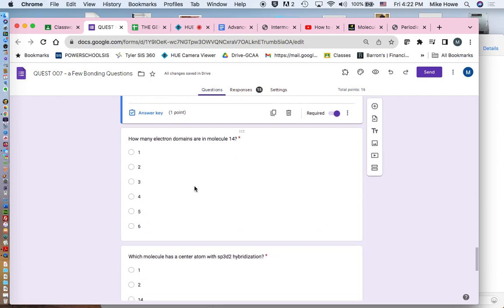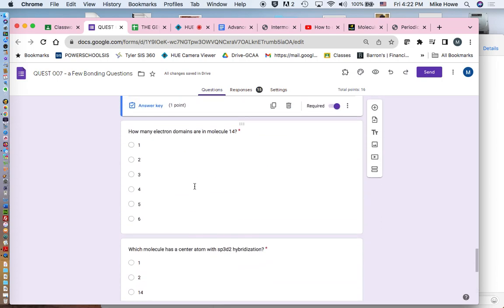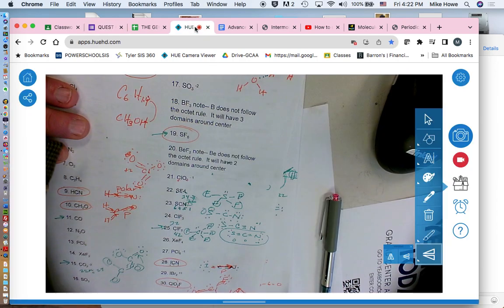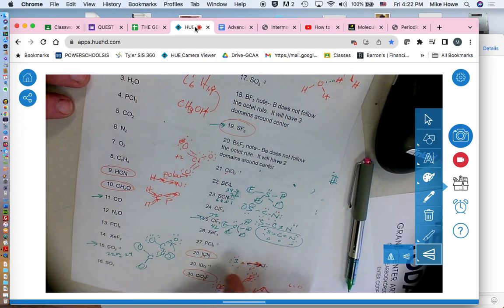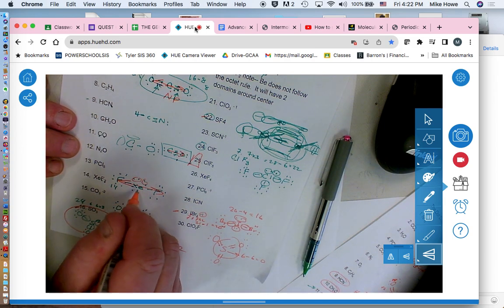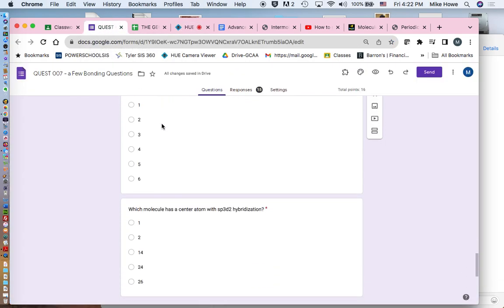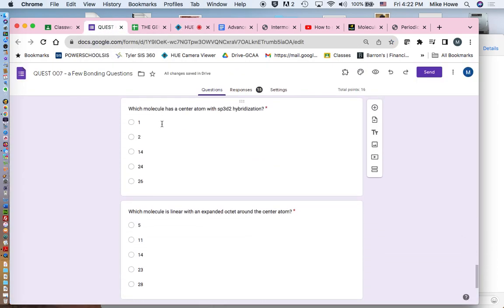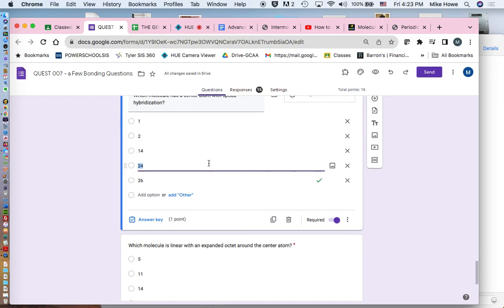Okay, how many electron domains in molecule 14? Okay, molecule 14. We go back and look at it. Did we draw it? Yes, we did. So molecule 14 was this one. So electron domains, 1, 2, 3, 4, 5. So the answer to that question was 5. Next question. Center atom with sp3d2 hybridization. So you need to pick the one of these that has 6 domains. The answer was number 26. Be sure that you understand why. Draw the dot diagrams. It's the one with 6 domains.